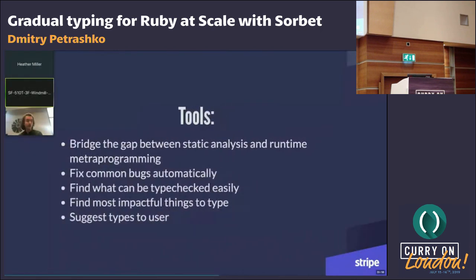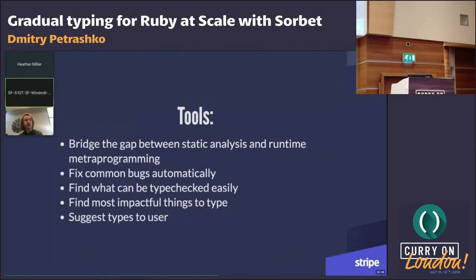So we built the following tools. The tools that bridge the gap between static analysis and runtime metaprogramming, the tools that fix common bugs automatically, the tools that find what can be type checked easily, and the tools that find what are the most impactful things to type. And as part of typing the most impactful things, we built the tools that make it possible to suggest the types to our users.